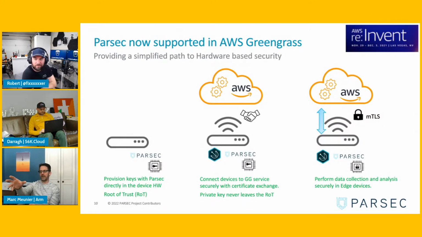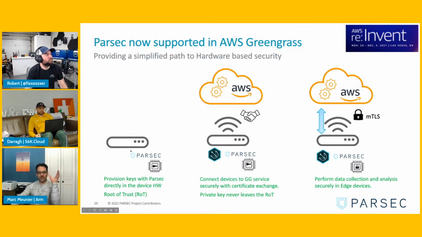This is where I had an animation in my slide, which didn't work, so I'll just talk through this very quickly. This is going to be the topic of discussion that Darragh is going to walk us through as well. We did a lot of work just before the holidays with 56K Cloud to bring Parsec to the Greengrass ecosystem. What does that mean in a nutshell? If you have a device that you want to connect into Greengrass, you install Parsec and you provision your keys directly in your root of trust in your device. So that never leaves the root of trust.